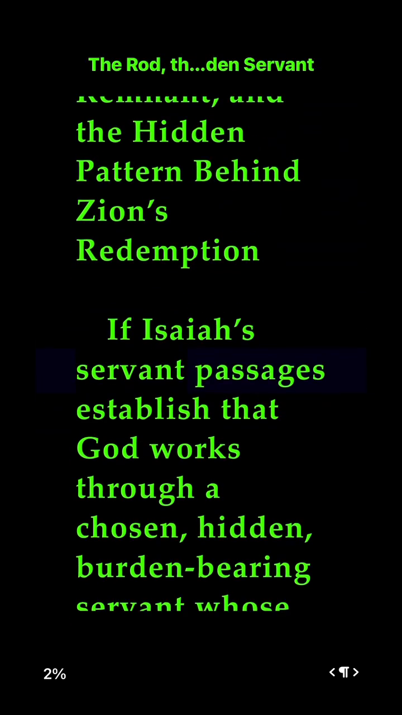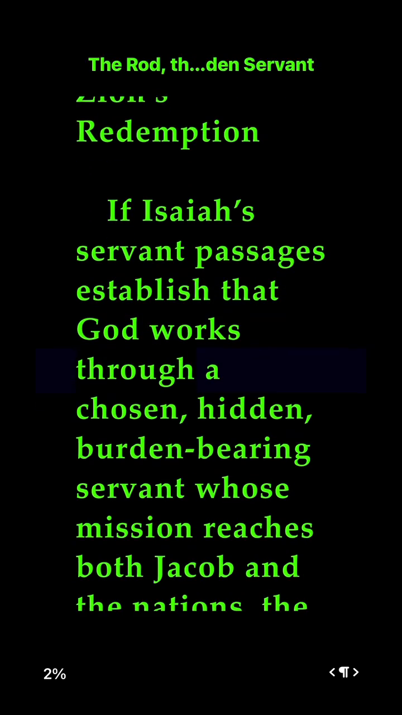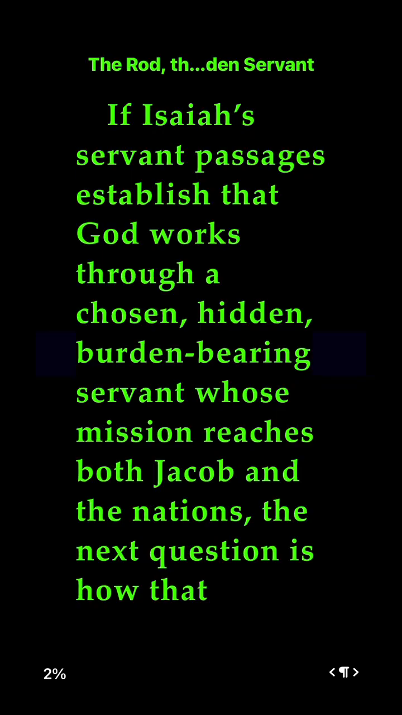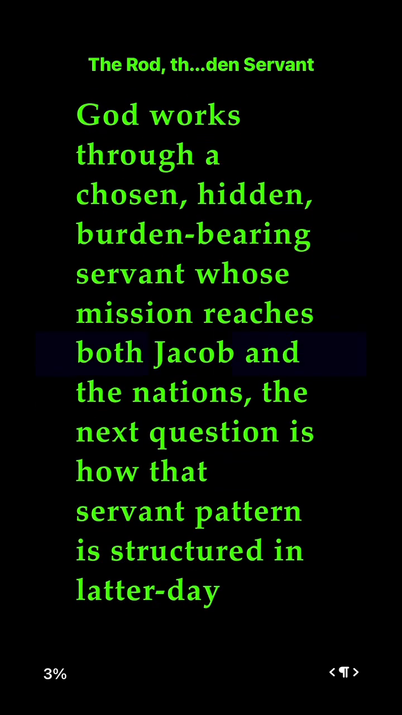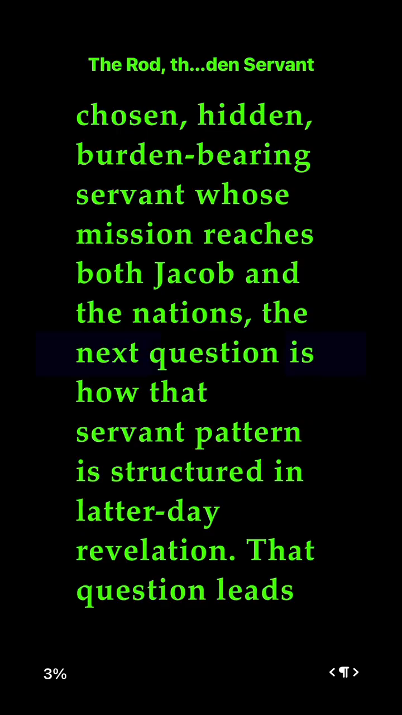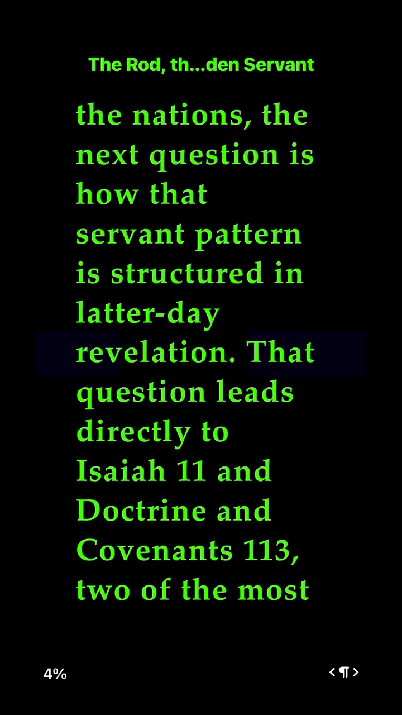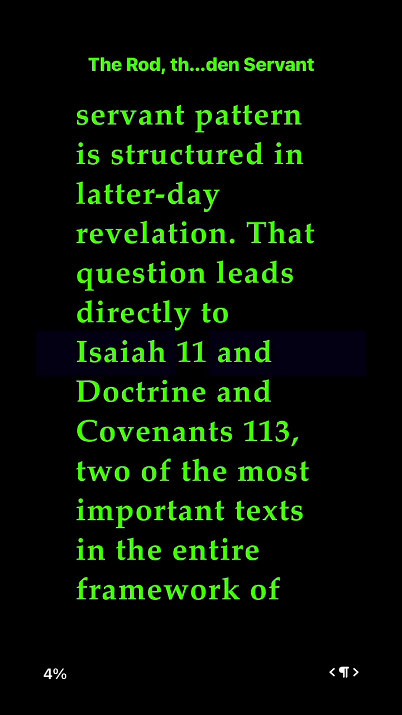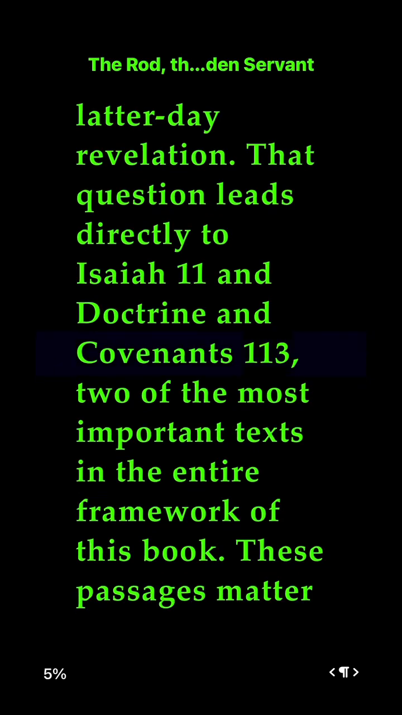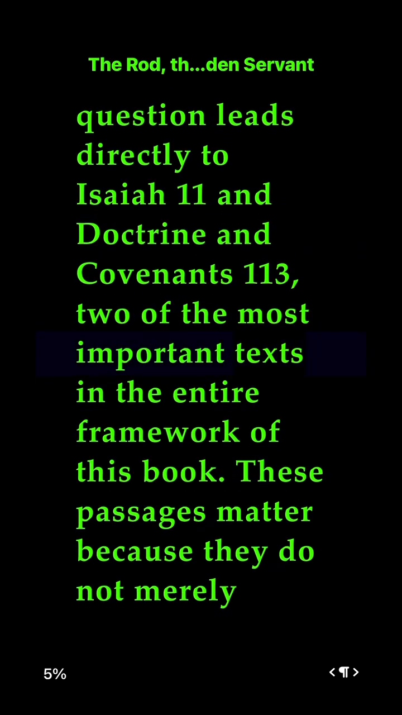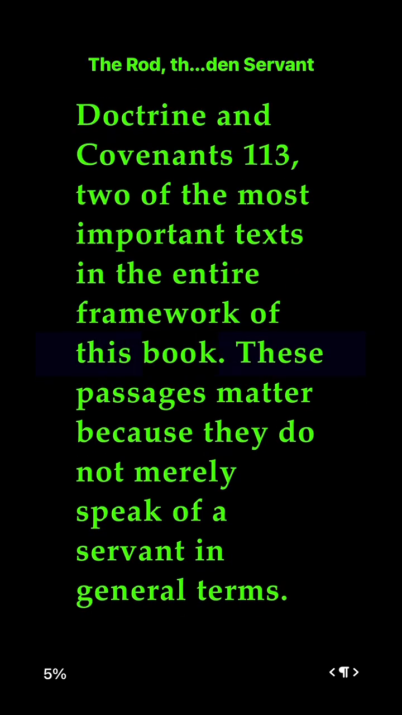If Isaiah's servant passages establish that God works through a chosen, hidden, burden-bearing servant, whose mission reaches both Jacob and the nations, the next question is how that servant pattern is structured in latter-day revelation. That question leads directly to Isaiah 11 and Doctrine and Covenants 113, two of the most important texts in the entire framework of this book.